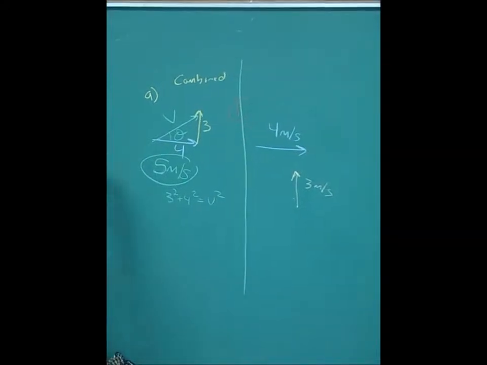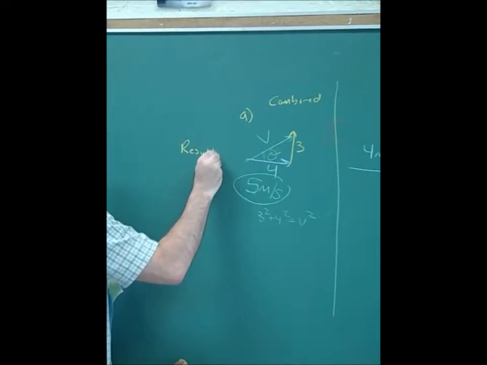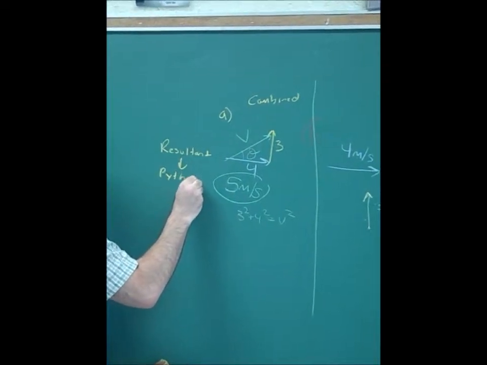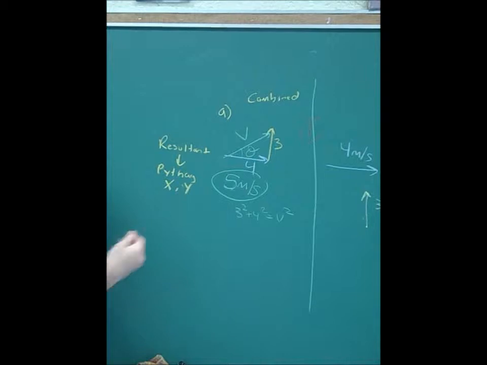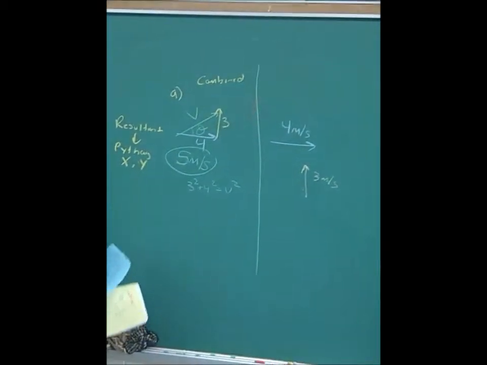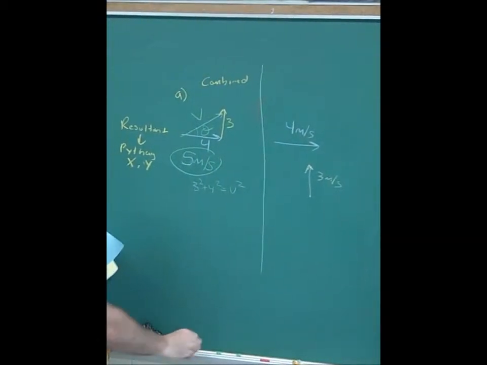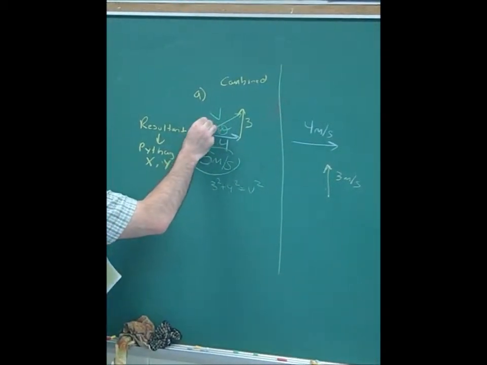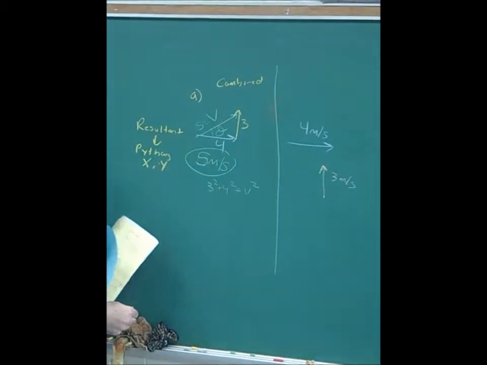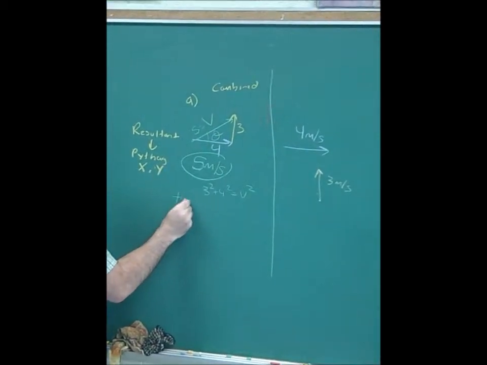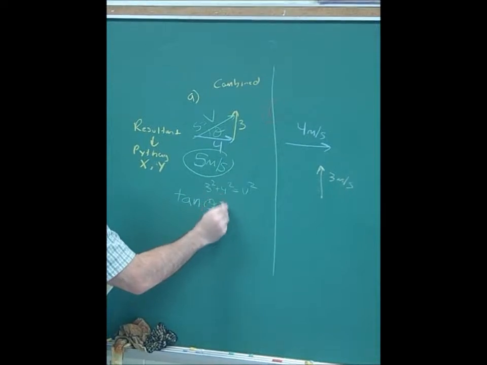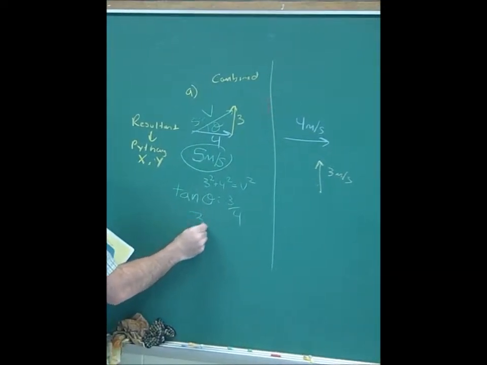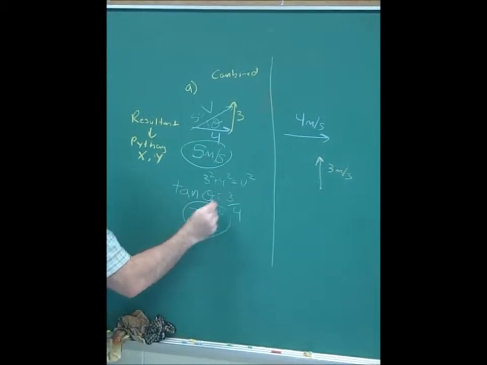So anytime you see the phrase resultant, we use the Pythagorean theorem of our x and y values, because resultant means overall. Then it says, what angle is the boat traveling at? Well, I could use any number of equations to find that, either sine, cosine, or tangent. I personally just use tangent. Tangent of the angle is opposite over adjacent. And I got 37 degrees.